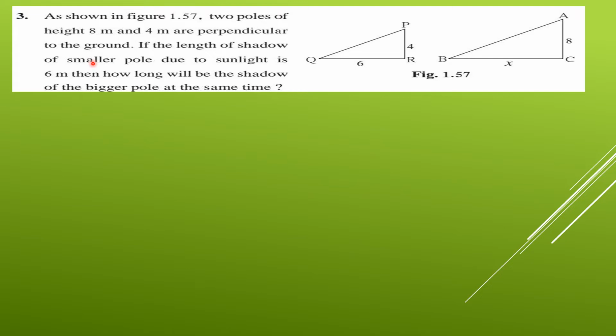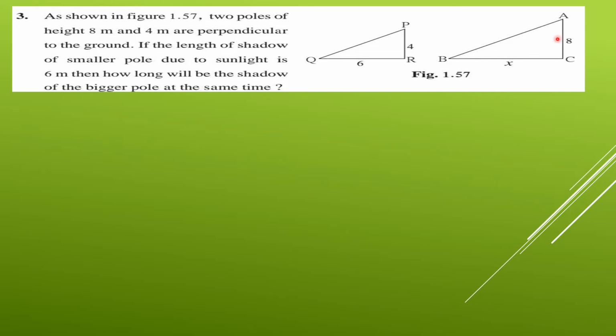Then the third example, as shown in the given figure. Two poles of height 8 meter and 4 meter are perpendicular to the ground. If the length of shadow of smaller pole due to sunlight is 6 meter, how long will be the shadow of the bigger pole at the same time?